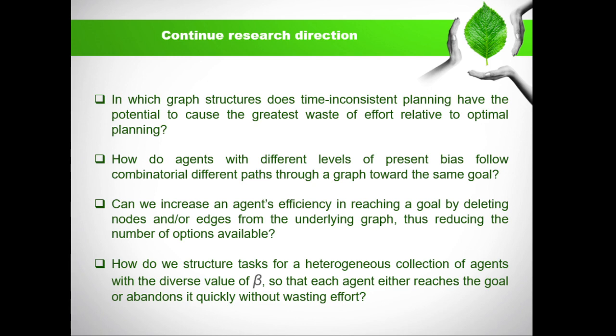How do we structure tasks for a heterogeneous population of agents with diverse values of beta, so that each agent either reaches the goal or abandons it quickly without wasting effort?